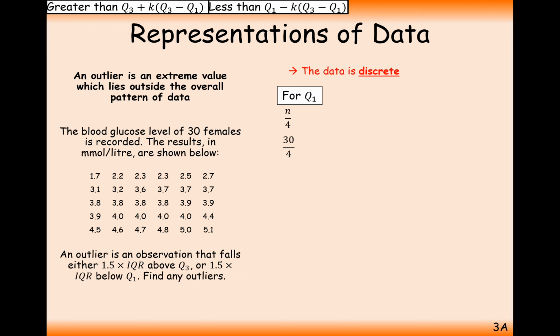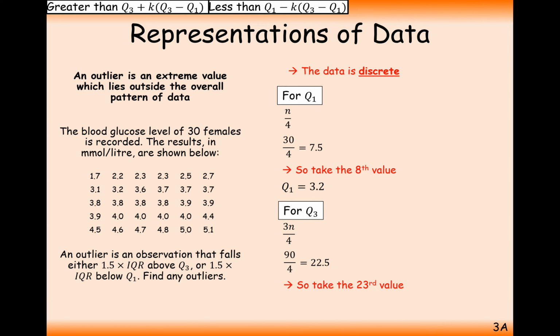So the way we'll have to do that is n divided by 4, which is 30 divided by 4. So that would be 7.5, round 7.5 up to get the 8th value. So we're going to look for what the 8th value is, that's 3.2. And then from there we will find the upper quartile, so we can get the interquartile range. That is the 22.5th data value, or in other words the 23rd data value, and that is 4.0.